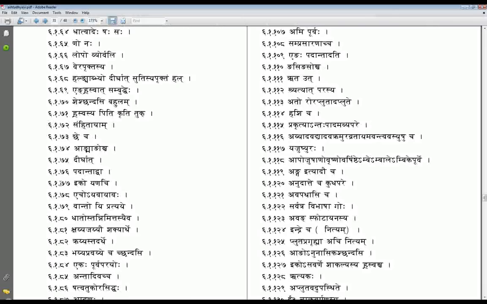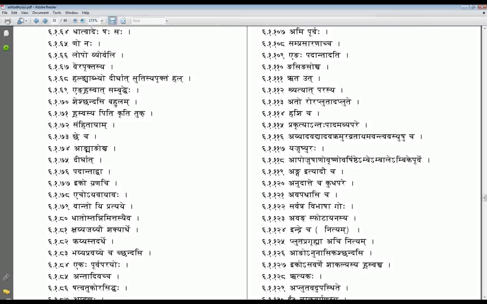One is Iko Yanachi, number 6177. The sutra is complete in itself. You don't require really any anuvrittis to complete a sutra. So in place of an ik vowel, you put a yan adesha when ach follows, any vowel follows. Ik, my sutra is i u r lri. So it's i u r lri. In place of that, you put ya va ra la, respectively.